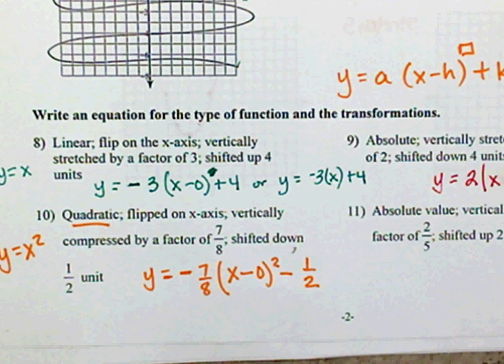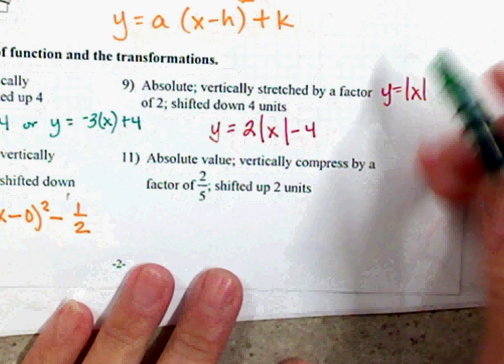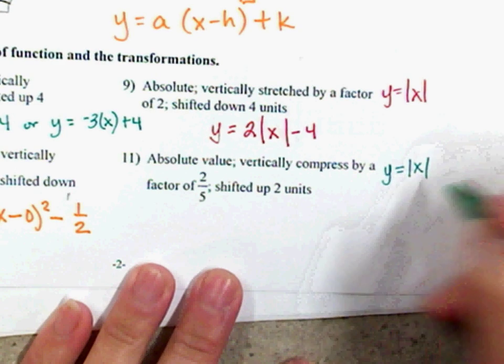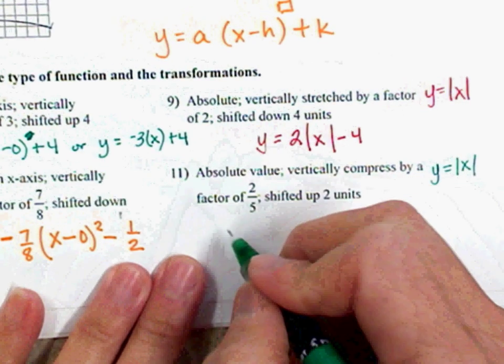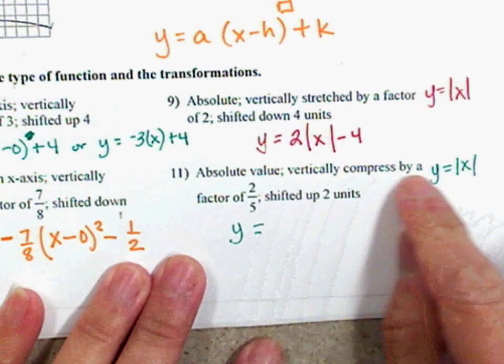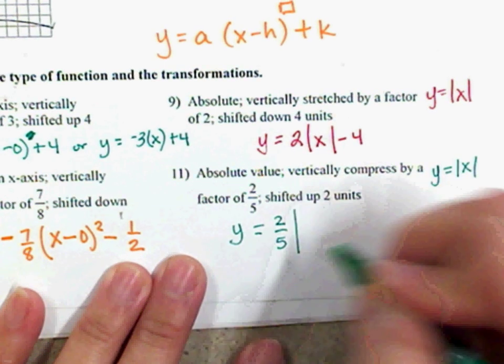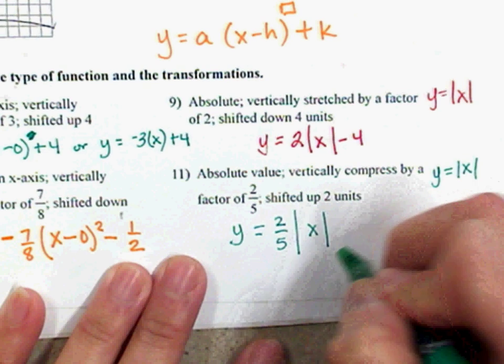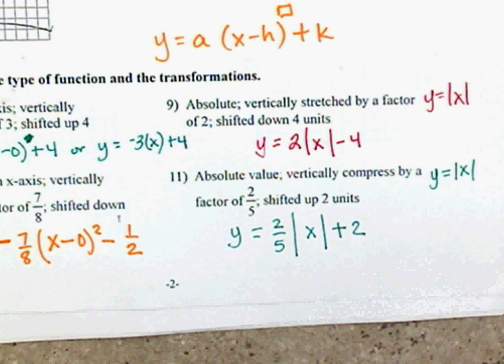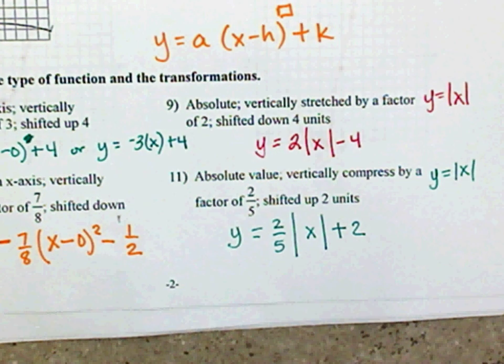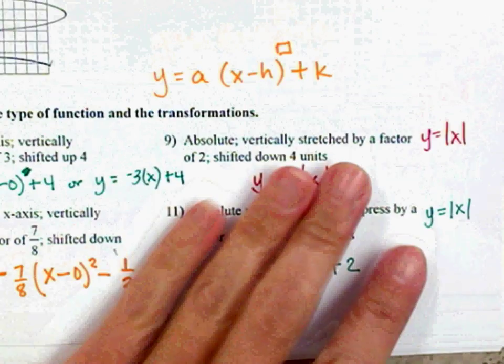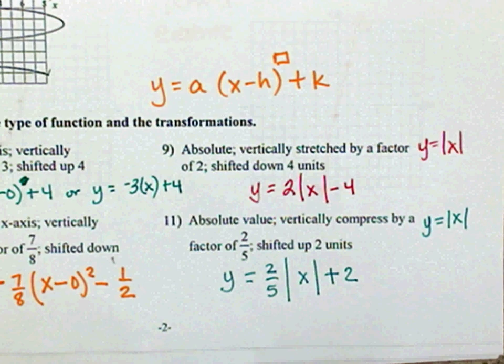Number 11, absolute value has the bars around it. Okay? Y equals, vertically compressed by a factor of 2/5, which is your a. Line shifted up. Up is outside, so plus 2. And you are done. Okay. So if you know this, you can pretty much do everything. Good luck. Thank you.